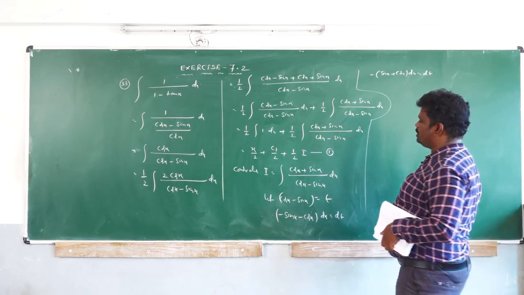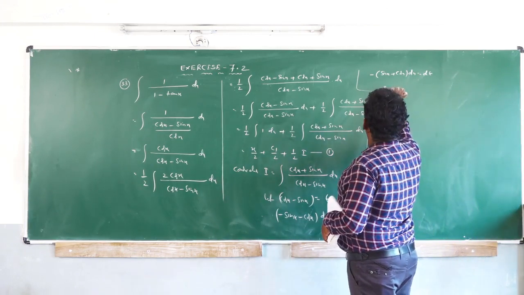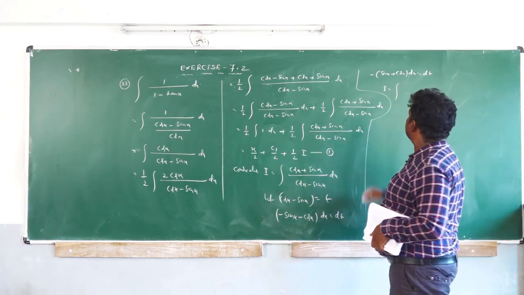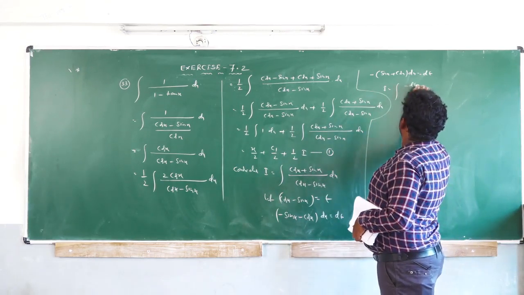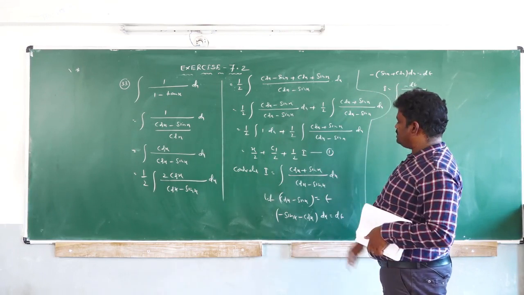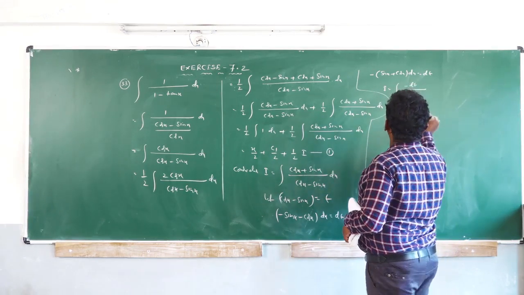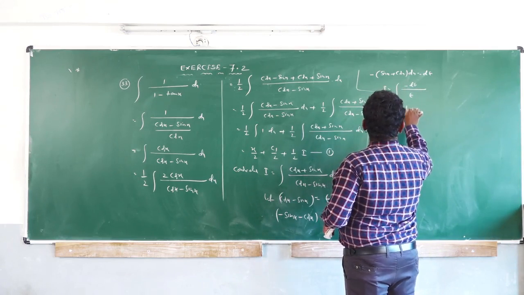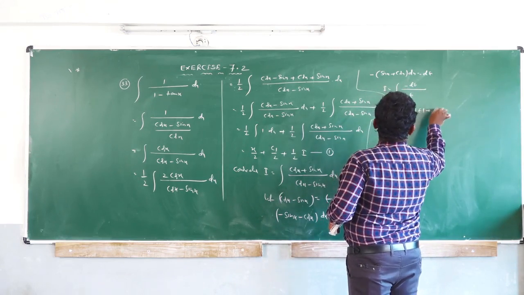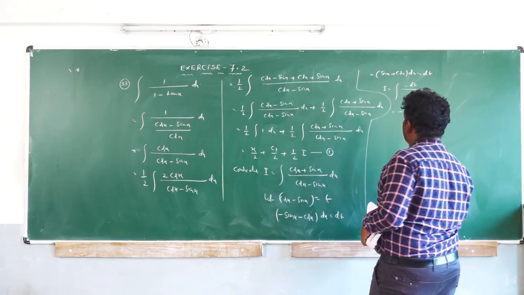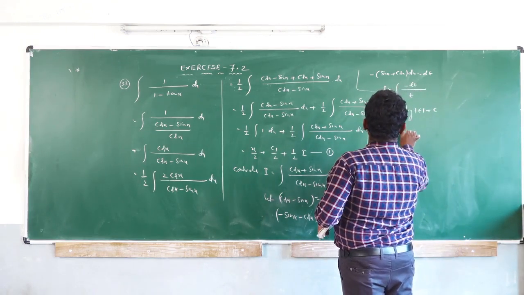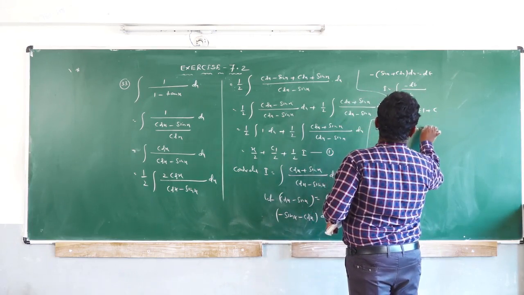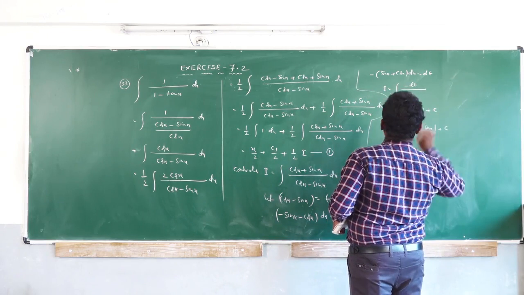Now here we substitute: I is equal to the integral of cos x plus sin x dx, which is minus dt, divided by cos x minus sin x, which is t. Then finally I is equal to minus log t plus c. That is minus log of t, which is cos x minus sin x, plus c.